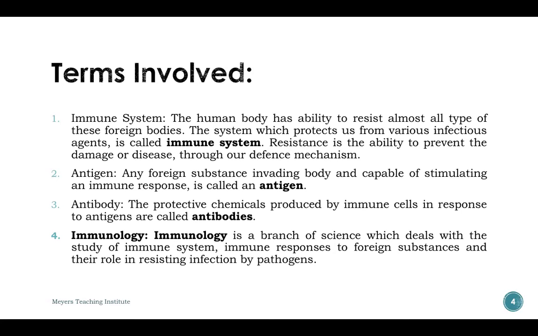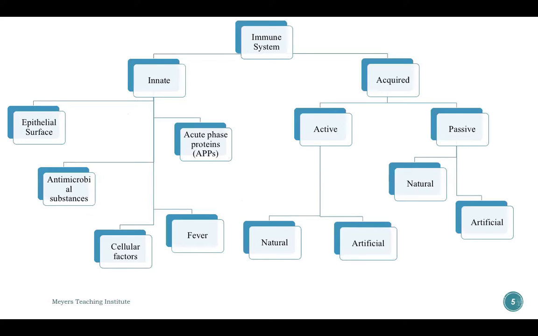The immune system of our body works in resisting any damage within our body or any disease causing agent through its defense mechanisms. Thus, immunology is the branch of science which deals with the study of this immune system and its relation with the foreign bodies and their roles in resisting infections by various pathogens within us. And who is the one who does all this work? They are none other than the antibodies. So, we'll move on to classify the immune system.